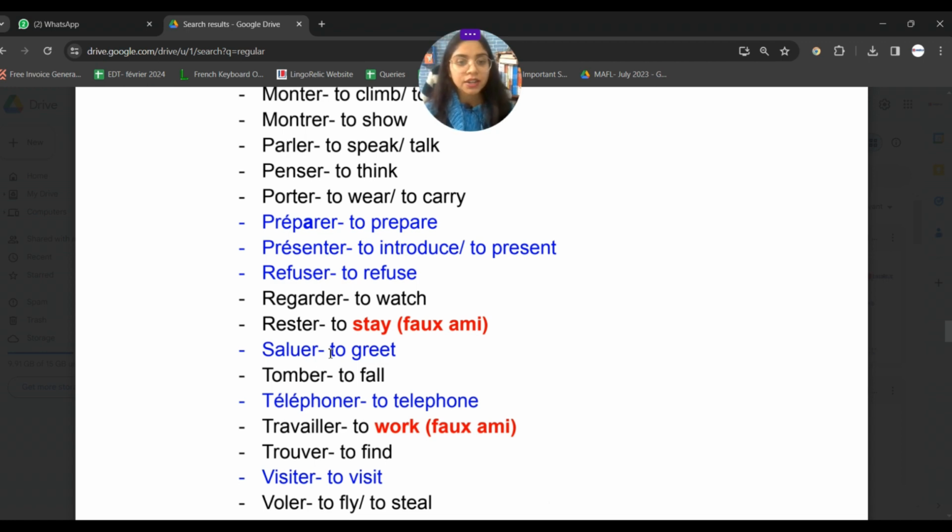Rester, rester is to stay. Here I have mentioned the word faux ami. Faux ami is actually a false cognate.